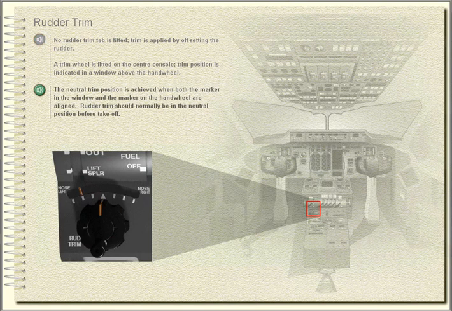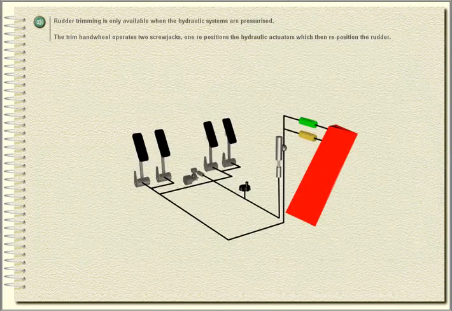The neutral trim position is achieved when both the marker in the window and the marker on the hand wheel are aligned. Rudder trim should normally be in the neutral position before takeoff. Rudder trimming is only available when the hydraulic systems are pressurized. The trim hand wheel operates two screw jacks. One repositions the hydraulic actuators, which then reposition the rudder.